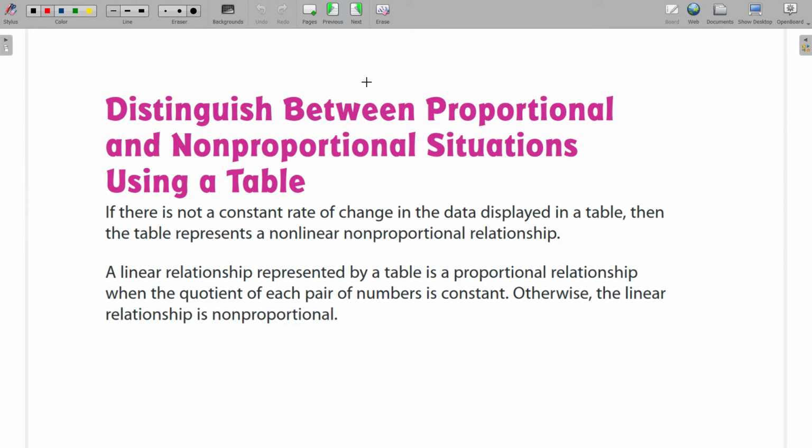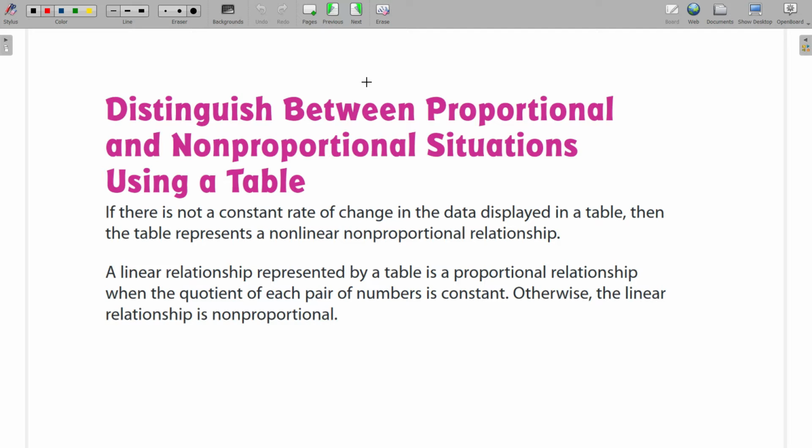Distinguish between proportional and non-proportional situations using a table. So if there is not a constant rate of change in the data displayed in the table, then the table represents a nonlinear, non-proportional relationship. A linear relationship represented by a table is a proportional relationship when the quotient of each pair of numbers is constant. Otherwise, the linear relationship is non-proportional.